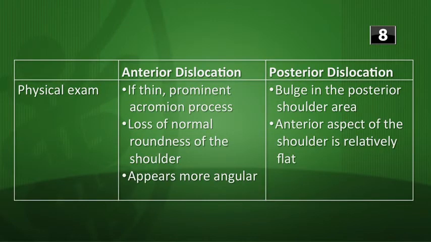And then for physical exam, with an anterior dislocation, if your patient's thin, you might be able to appreciate a very prominent acromion process, and you're going to see some loss of the normal roundness of the shoulder. It looks a lot more angular. With posterior dislocation, there's kind of a bulge in the posterior shoulder area, and the anterior aspect of the shoulder is relatively flat.